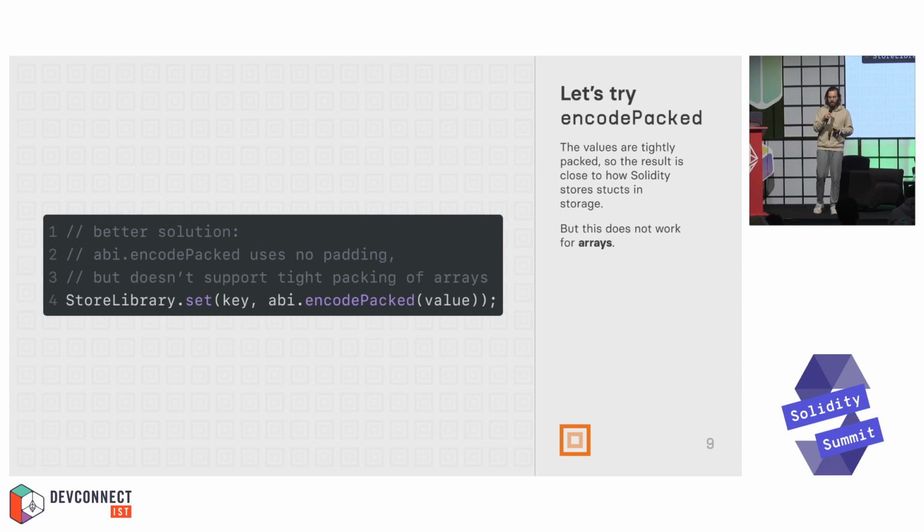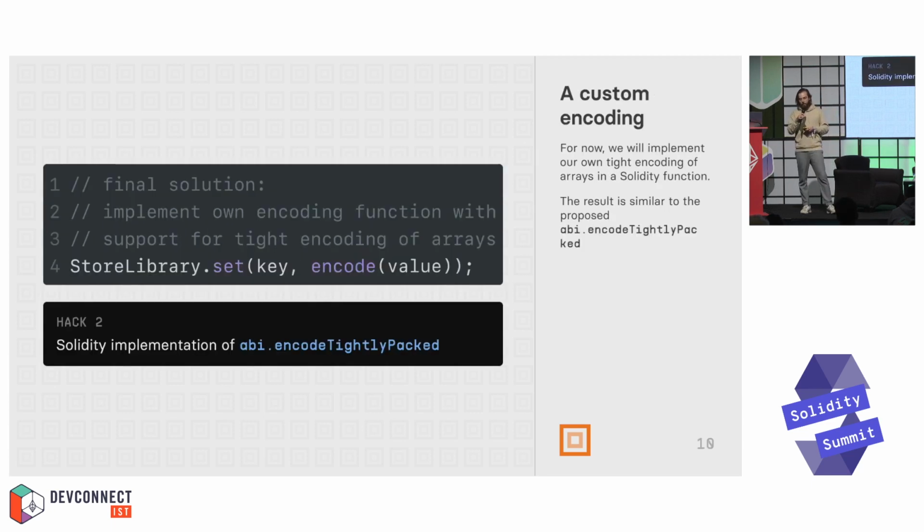But the problem here is that it doesn't work for all types. It doesn't work for arrays, for example. And so to get around that, we had to implement our own encoding function for arrays specifically. So for static types, ABI encode packed is good enough, but for arrays it doesn't work, so we have to find some other solution.